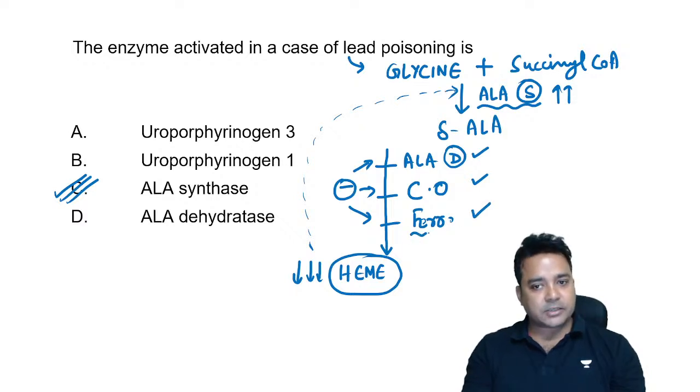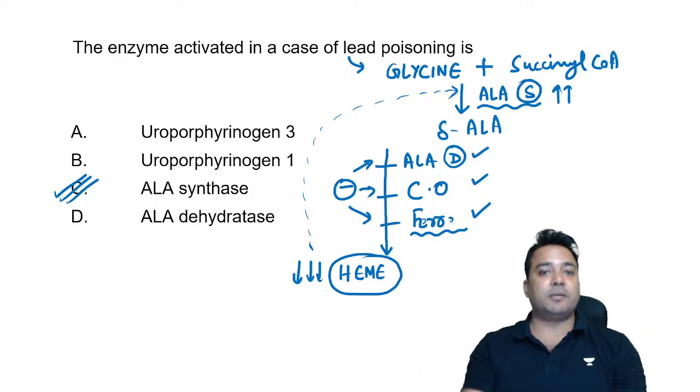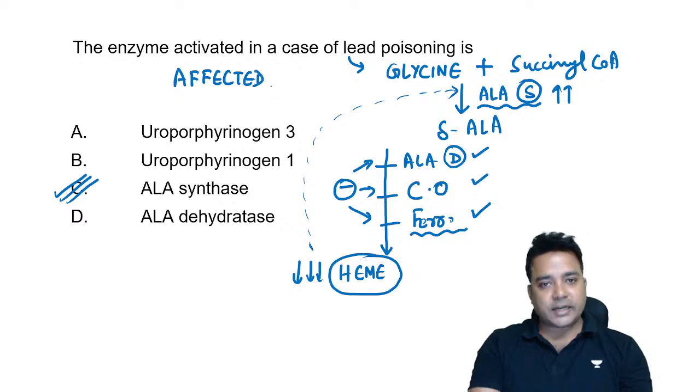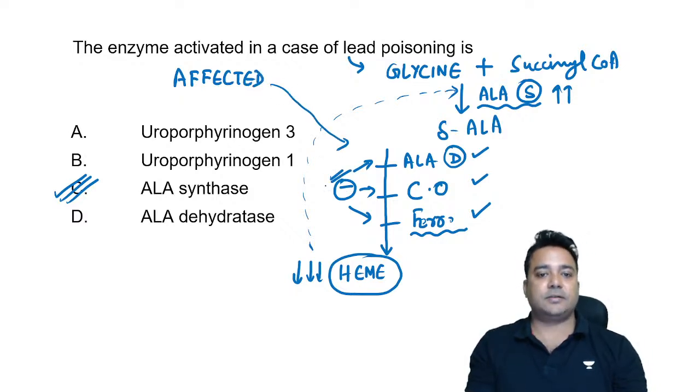Recently in the FMG exam it was asked, which of the following enzymes is affected in lead poisoning? See the English, affected. So affected enzymes are these ones. These enzymes are the inhibited ones. So there the answer was ferrochelatase.